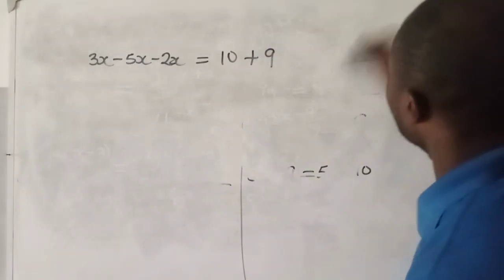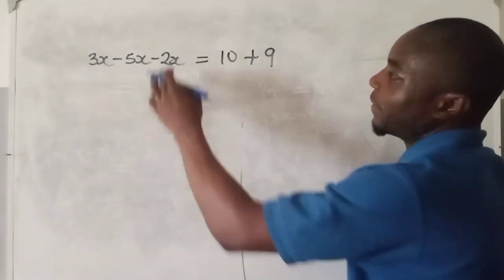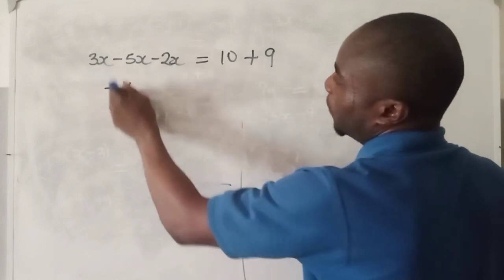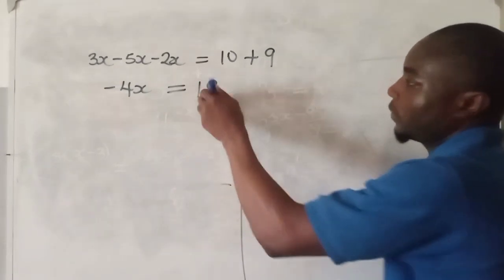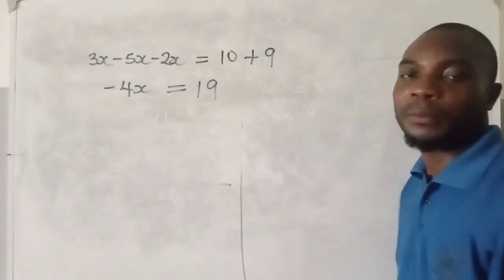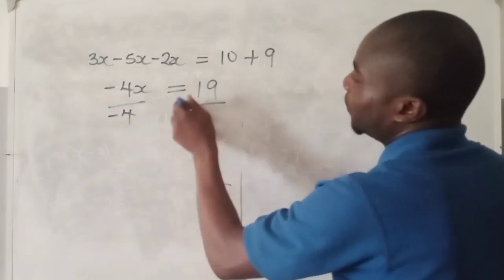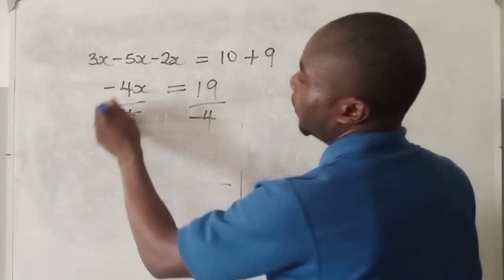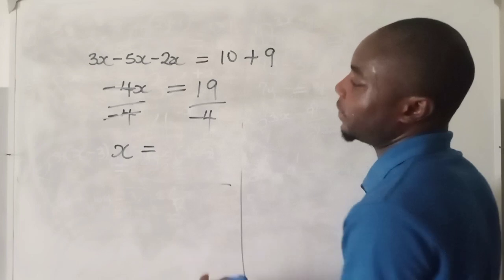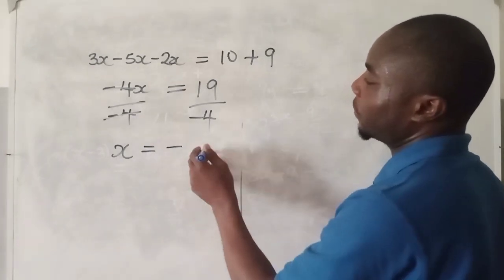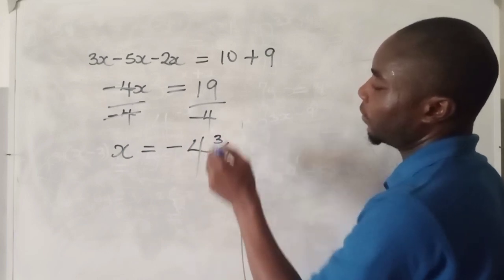Okay, so having done this, we're going to add them up. 3x minus 5x, we have minus 2x, then minus 2x minus 2x, we have minus 4x. Okay, and that's equal to 10 plus 9 is 19. All right, so the next thing we're going to do now is to divide both sides of the equation by the coefficient of x, which is minus 4. So divide this side by minus 4, this side divide by minus 4. So negative 4 cancels negative 4, we're left with x, and that's equal to 19 divided by negative 4, we have minus 4 whole number, 3 over 4.